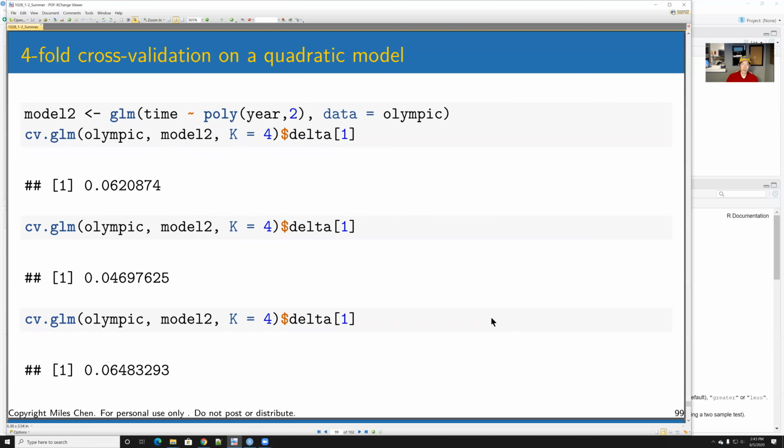Here it is for a second order polynomial, and again, there's variation between the results. Third order polynomial with 4-fold cross-validation, again, variation between the results.